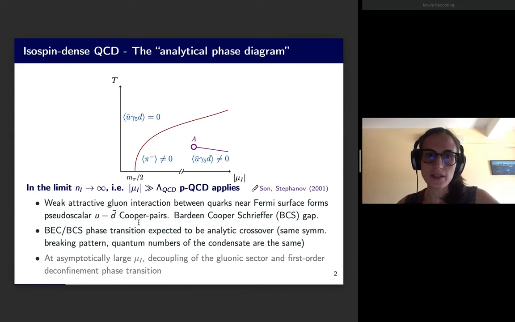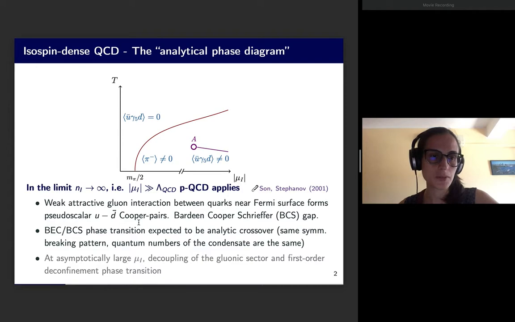There was another limit that could be tackled analytically for this phase diagram, and this is the limit of infinitely dense system, where the isospin density is sent to infinity, and that corresponds to a value of the isospin chemical potential which is much larger than Lambda QCD. I'm writing the modulus of the chemical potential because one can, in principle, have more down quarks than up quarks or vice versa, and still this corresponds to a non-zero density. In this limit, perturbative QCD applies.